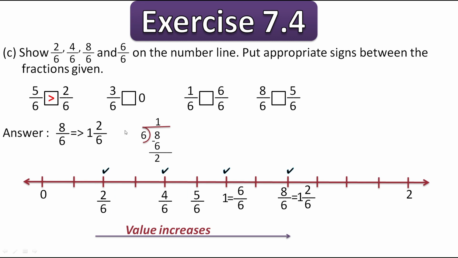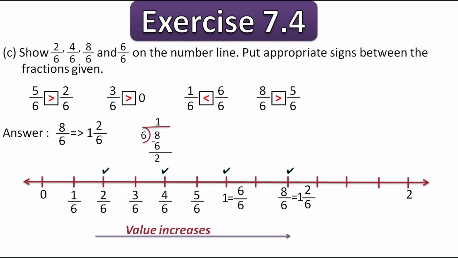Now here 3 upon 6 is here and 0 is this side. So 3 upon 6 lies to the right of 0. So 3 upon 6 is greater than 0. Now 1 upon 6 is here and 6 upon 6 is here. So 6 upon 6 is greater than 1 upon 6. Now 8 upon 6 is here and 5 upon 6 is here. So 8 upon 6 is greater than 5 upon 6.